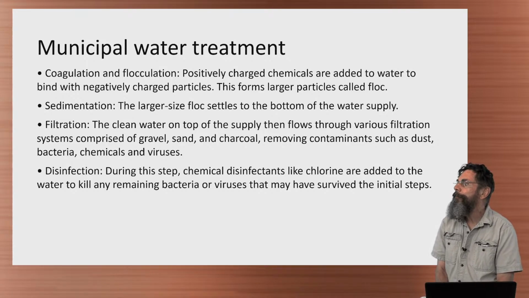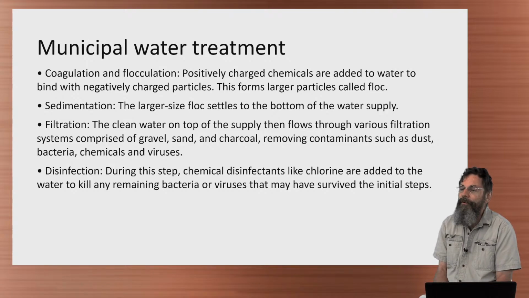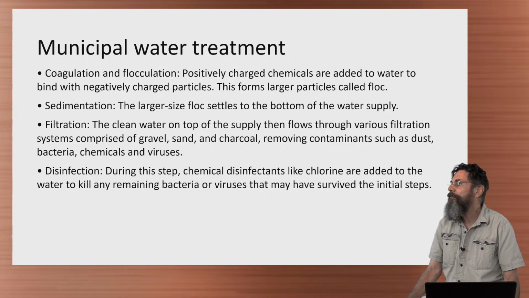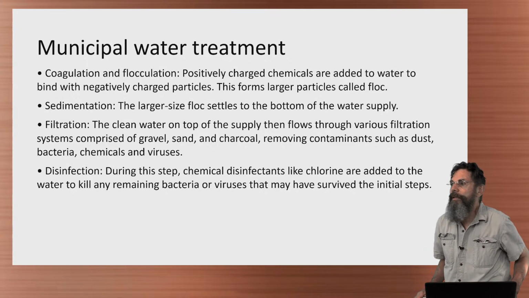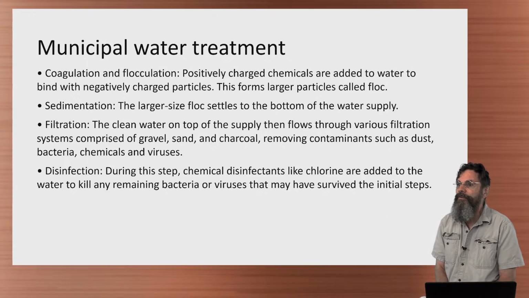So they pull it out of the top of the supply and then pass it through various filtration systems in stages from large to small. So you get gravel, sand, charcoal, and it removes all the other contaminants that are either particulates or chemicals and viruses on its way through the processing. And then chemical disinfectants such as chlorine, we have our chlorinated water, is added to the system in safe amounts to kill any remaining bacteria, and then the water is passed on as safe and drinkable.